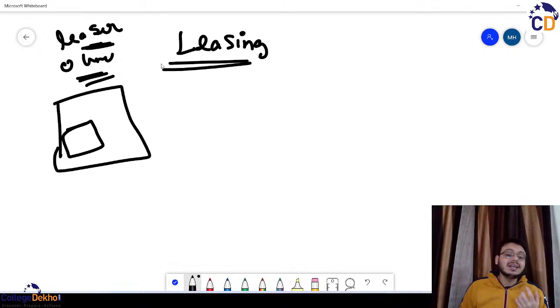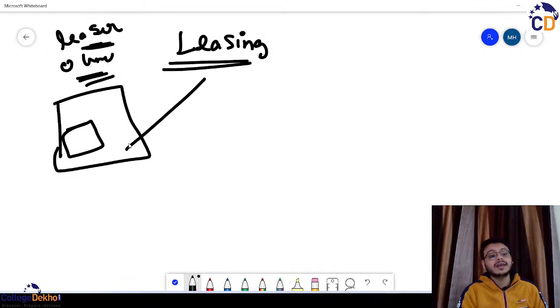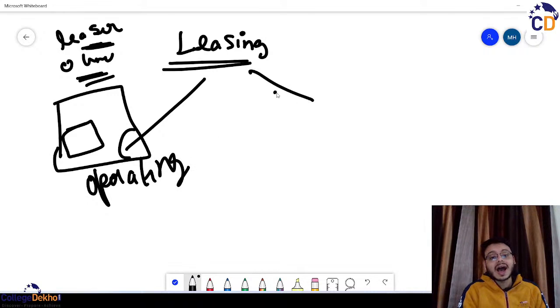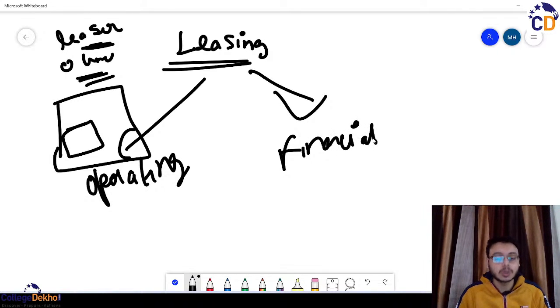So that is basically leasing. Further, when we talk about leasing, it can be categorized into two kinds. What can be the two kinds of leasing? One kind is your operating lease, that is your first kind, and the other kind of leasing is your financial lease. And there is absolute difference between the two.